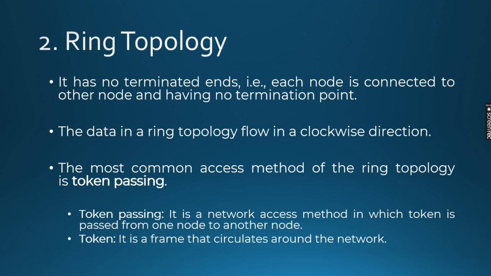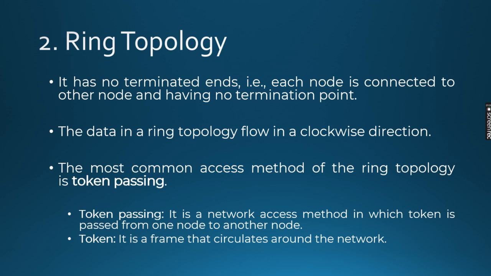Ring topology has no terminated ends because each node is connected to another node, having no termination point. Data in a ring topology flows clockwise, as only one direction is going on, unidirectional.